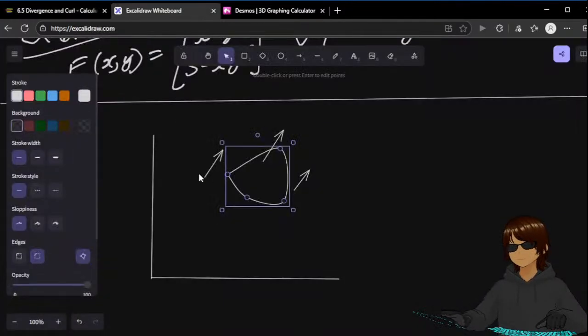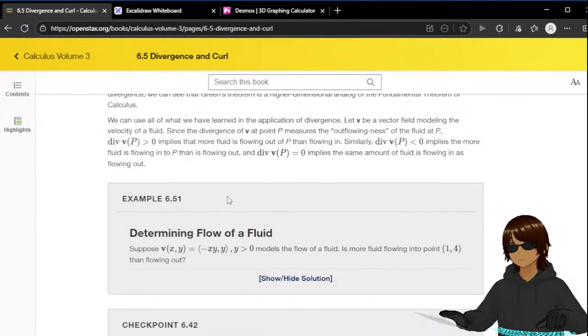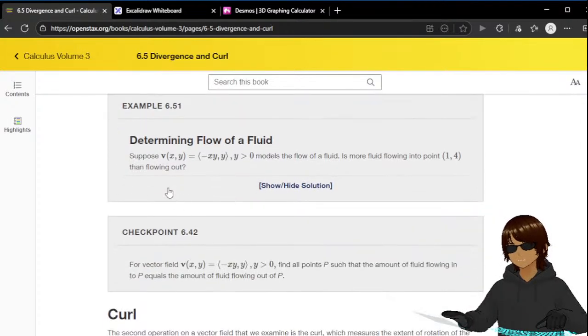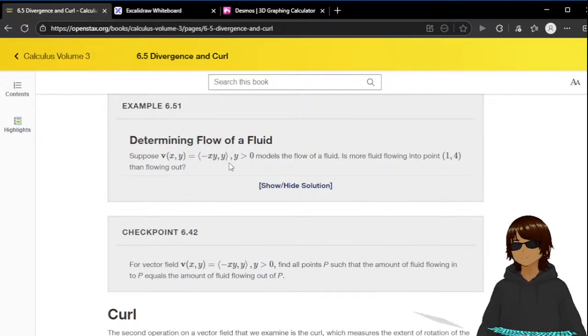But how is that possible? Shouldn't matter remain the same? Suppose V(x,y) is this, for y more than zero, modeling the flow of a fluid. Is more fluid flowing into (1,4) than flowing out? I still can't wrap my head around it. Shouldn't the amount of fluid always be the same? So shouldn't it be equal amount going in and coming out? How can you have more going in or more going out?